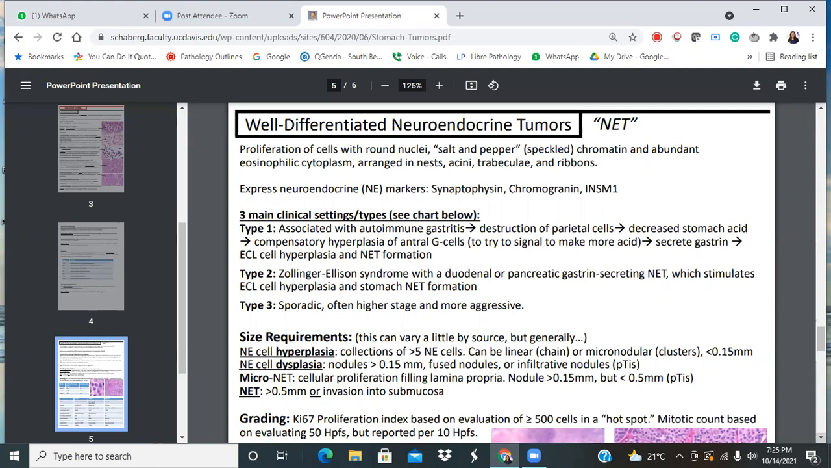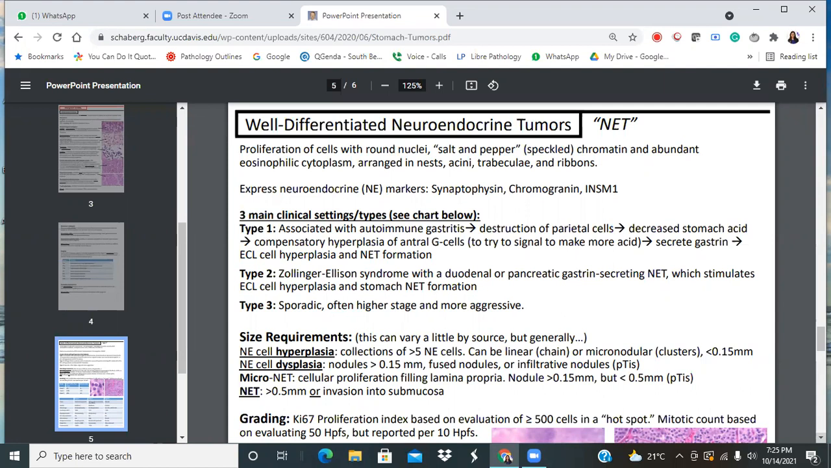Type 1, associated with autoimmune gastritis, where you have destruction of parietal cells, decreased stomach acid, compensatory hyperplasia of the antral G cells to try to signal to make more acid, and then they secrete gastrin. There's ECL cell hyperplasia and net formation. Type 2 is the one with Zollinger-Ellison syndrome with a duodenal or a pancreatic gastrin-secreting neuroendocrine tumor, which stimulates ECL cell hyperplasia and stomach net formation. Type 3 is sporadic, and it's higher stage and more aggressive.